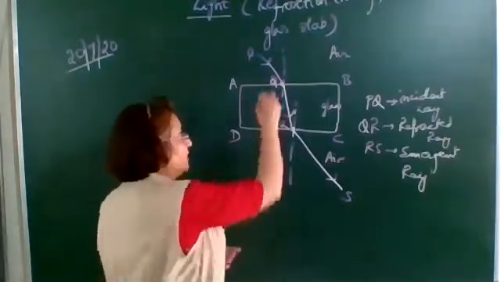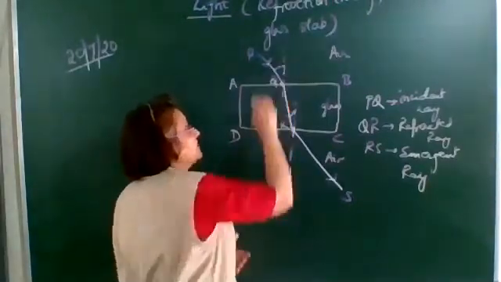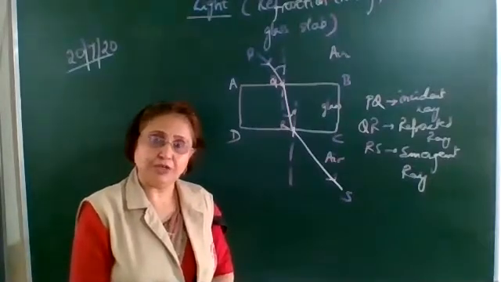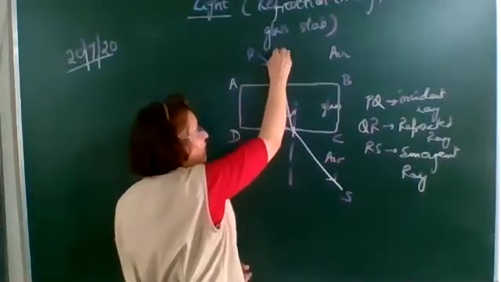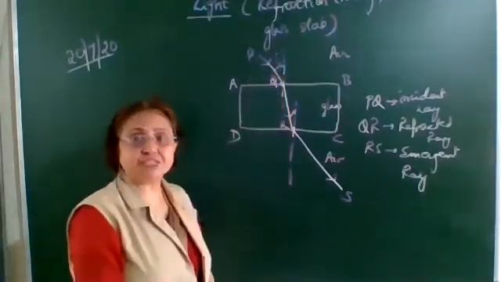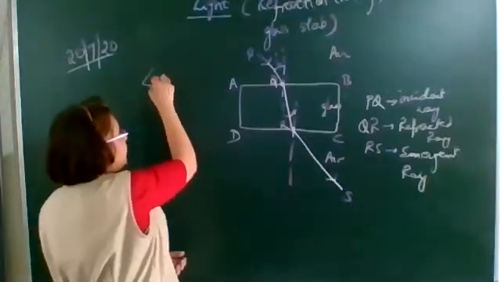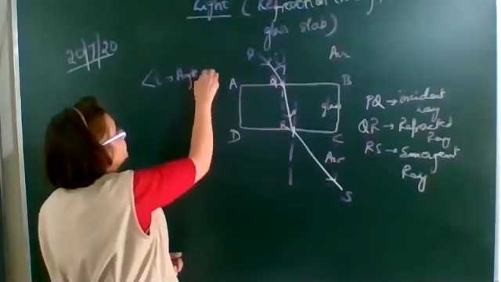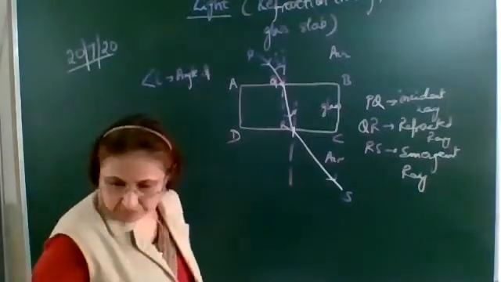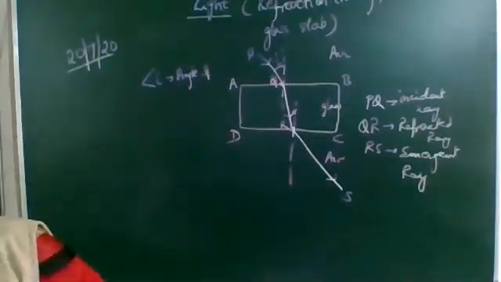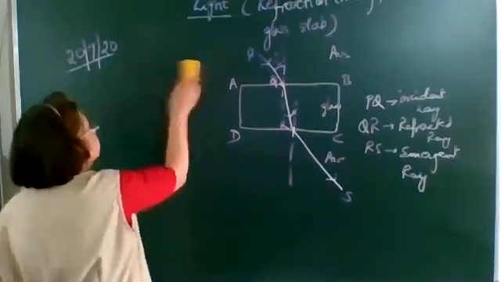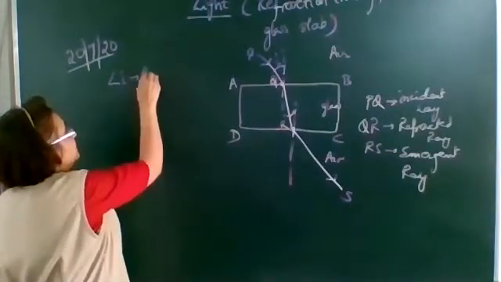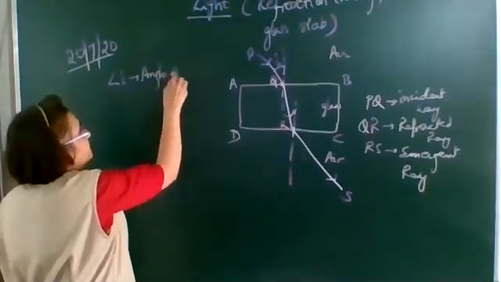Now let's see the angles. The angle formed between the incident ray and the normal, we call the angle of incidence. So here angle I is called the angle of incidence.